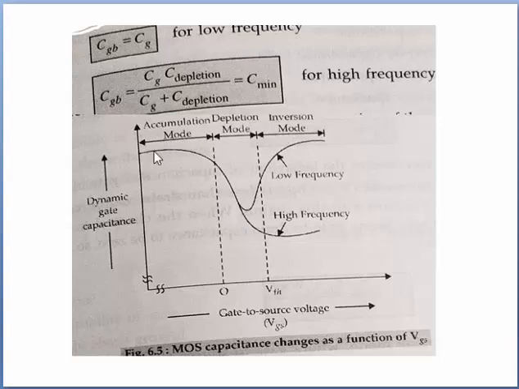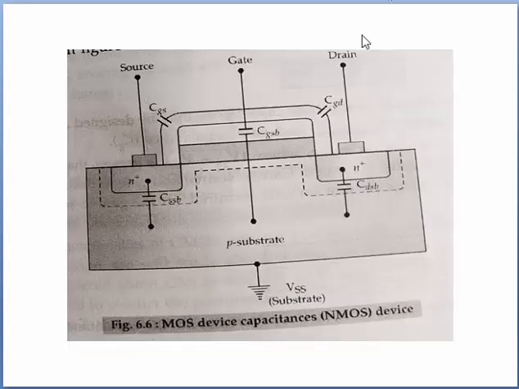So in the accumulation mode, according to VGS, the capacitance increases. Then in depletion mode, it decreases, it goes to low. But in the inversion region, there are two types of frequency, high and low. At low frequency, again capacitance increases, but at high frequency it gradually reduces.